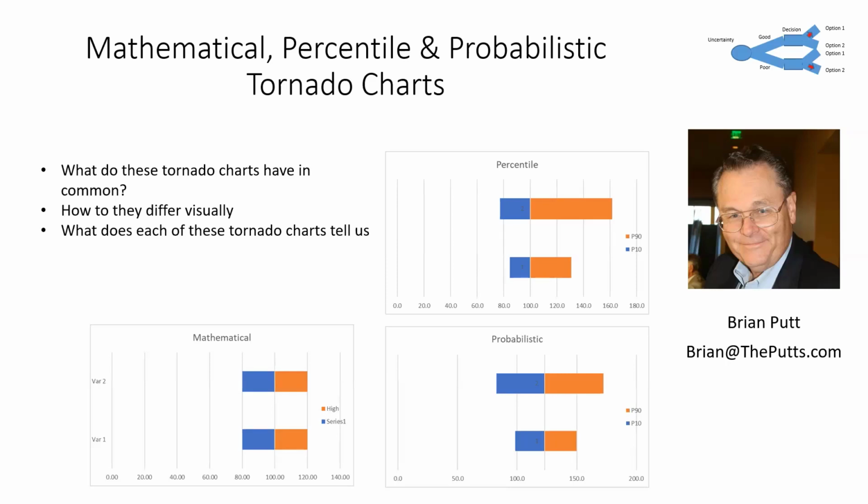And the center line of the percentile is 100. But the center line of the probabilistic is different. It appears to be close to 125. So all these charts are different. Some show symmetry up and down, others don't. Others make the variables look the same, and the percentile and the probabilistic do not.